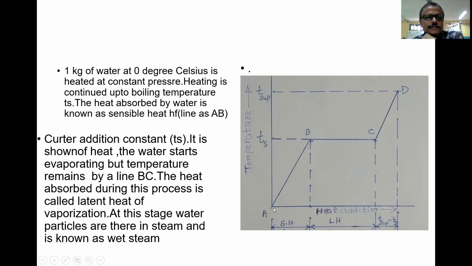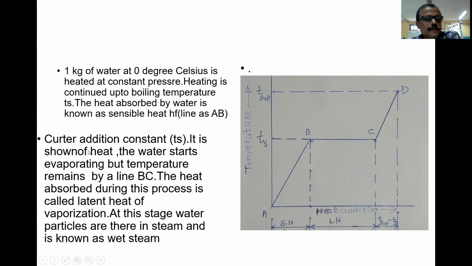So the heat absorbed by water during this phase is known as sensible heat, abbreviated as SH, and it is denoted by hf in your steam tables. h stands for enthalpy of the steam and f stands for fluid. Water is considered as fluid. So the heat required to convert 1 kg of water at 0 degree centigrade into water up to its boiling point is known as sensible heat.